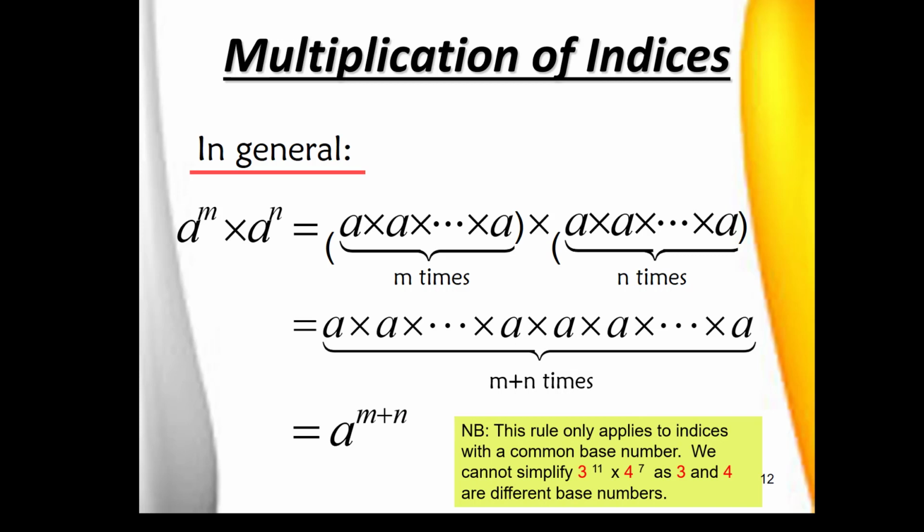So this rule only applies to indices with a common base number. It must be a common base, then you can do it. For example, if you have 3 to the power of 11 times 4 to the power 7, 3 and 4 are of different base, so you cannot simplify. You just have to write 3 power 11 times 4 power 7. You cannot make it 12 or 3 over 4 or whatever. It will be just two different indices side by side. So remember, it must be of the same base.